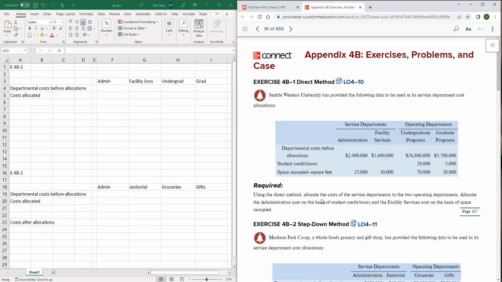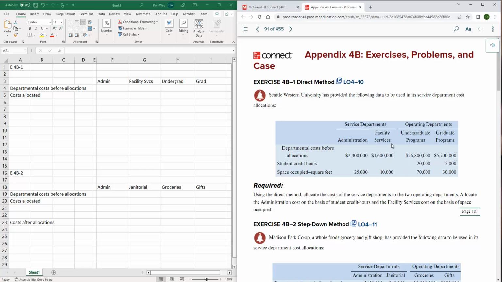We want to allocate the cost of the service departments, administration and facilities, to the two operating departments. We want to allocate the administration cost based on student credit hours and the facility services cost based on space occupied. And if you recall from our discussion with our Appendix 4B here, we want to try to choose allocation bases that best reflect what really drives those costs or causes those costs to be consumed. So for something like administration, it would make sense that student credit hours would be an appropriate driver there, right? The more students we have, the more classes they're taking, the more administrative costs and tasks we have.